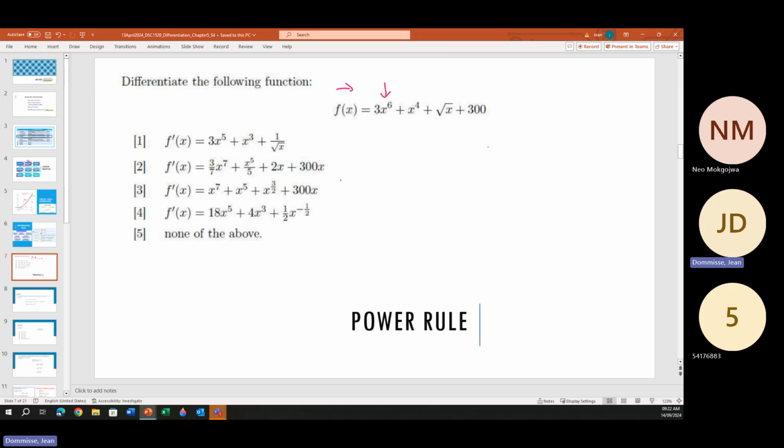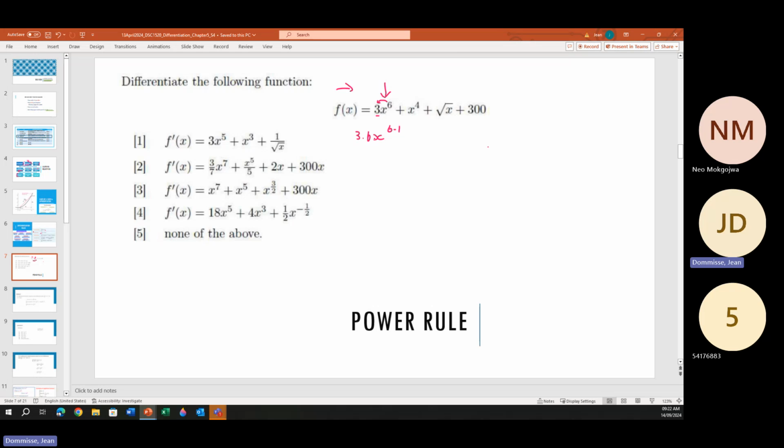So how that works with the power rule is we bring the 6 to the front, so we have 3 times 6. Then we rewrite the x, and then it becomes 6 minus 1. Okay, so that is how our power rule works. You bring that exponent to the front, you multiply it with that constant that is already there, and then you subtract 1 from your exponent.